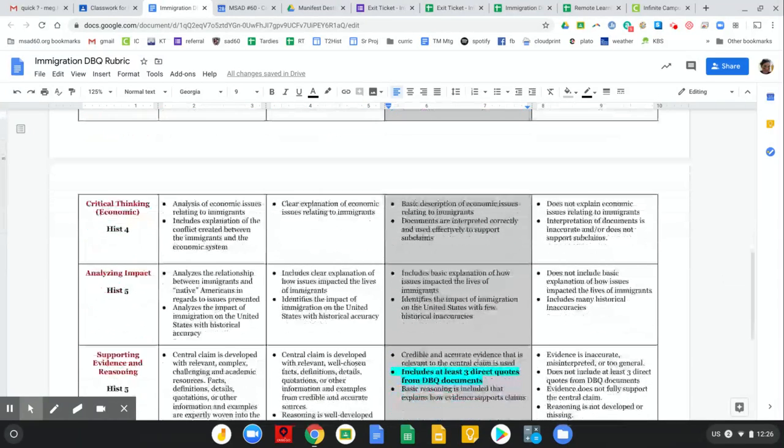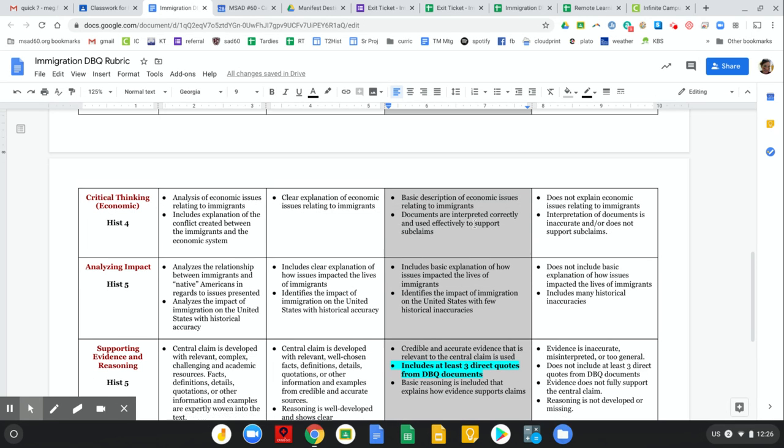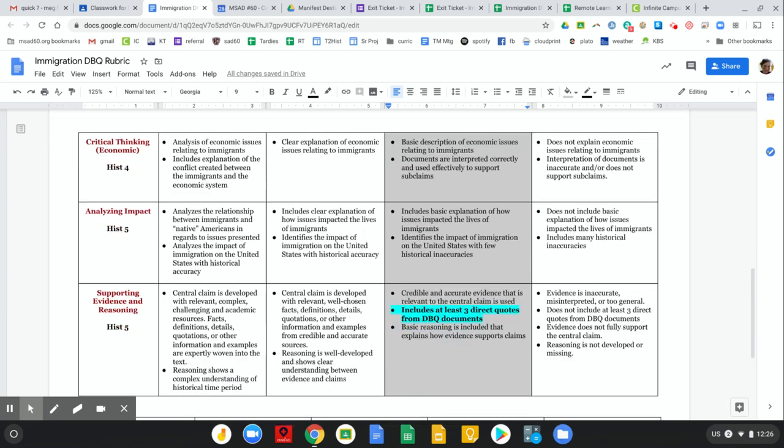For critical thinking economic, you include a basic description of the economic issues relating to immigrants, and the documents again are interpreted correctly and used effectively to support subclaims. So the documents that you choose are actually talking about the economic issues that are related to immigrants.